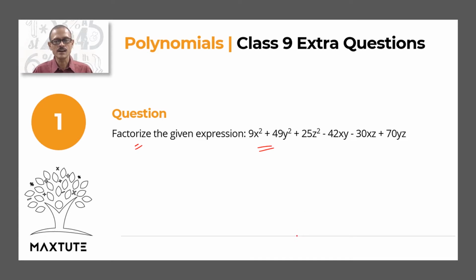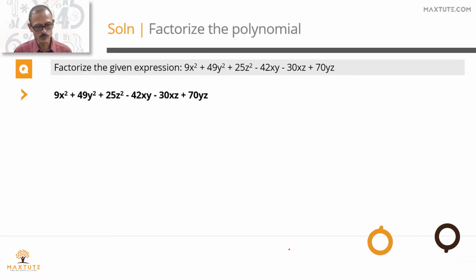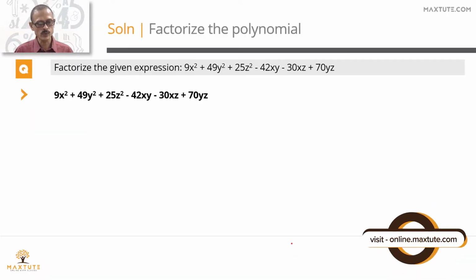Let's get started. The square term is the highest power that we see here. So obviously what we are going to be looking at is something like (a plus b) the whole square, (a minus b) the whole square, or (a plus b plus c) the whole square, and compare which one it resembles and then equate it to that and thereby factorize it. The given polynomial is 9x square plus 49y square plus 25z square minus 42xy minus 30xz plus 70yz.